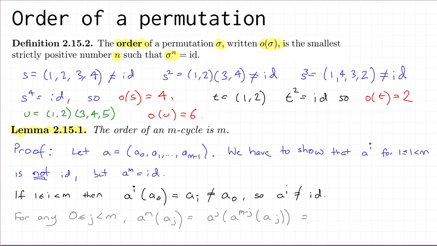Okay, so what happens in that inner bracket? What happens here when I do a m minus j times to aj? Well, if I do it m minus j minus 1 times, I'll end up at the end of the cycle at am minus 1. If I do it one more time, then I'll be back at a0. So this will be a to the j of a0, which, as we've already seen, is just aj again. Okay, so a to the m sends each aj to itself. So a to the m is the identity permutation. Alright, so we've proved that the order of an M cycle is M.